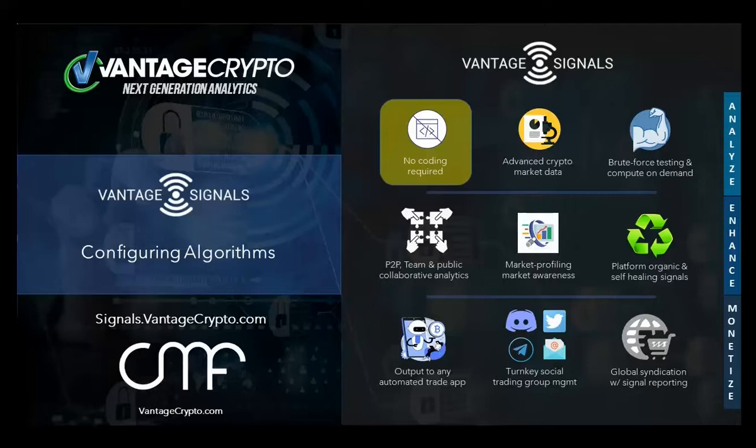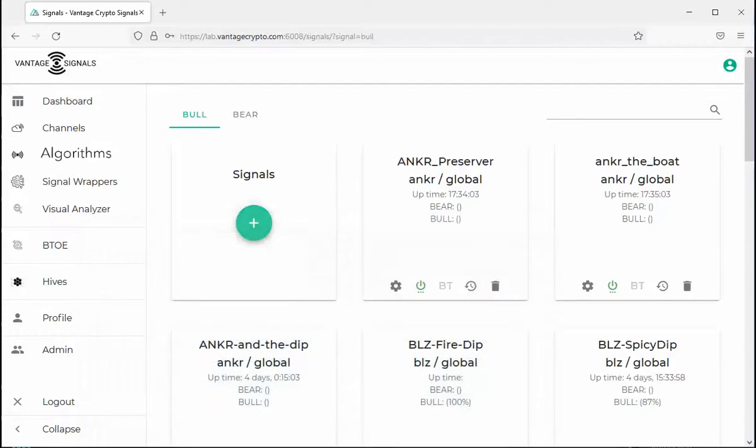This video will discuss creating an algorithm on the Vantage Signals platform, a no-coding required, advanced market analytics platform. This is the interface to create new algorithms, previously called signals. These algorithms produce signals that can be utilized in a variety of ways. Algorithms can trigger actions directly, they can be tested, they can be expanded into brute force back tests, or they can be included in a multi-algorithm strategy.